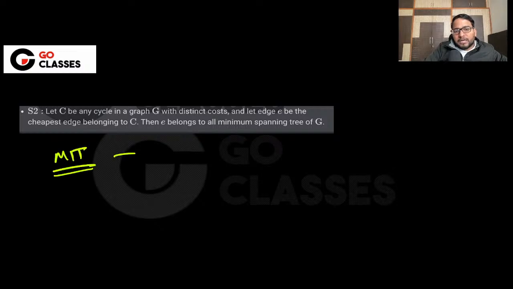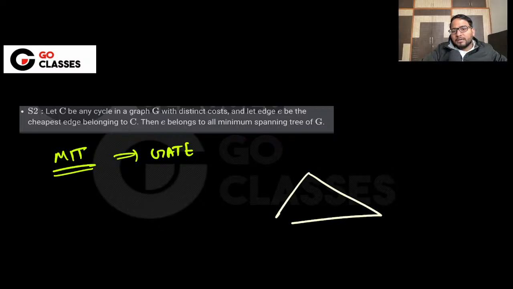This has also been asked in GATE. So what they're saying is that if there is any cycle with distinct edge costs, let E be the edge with the cheapest cost in the cycle, then it belongs to the minimum spanning tree. See, in the cycle, let's suppose it is cheapest. Maybe it is 3, 4, 5, and this 3 is cheapest.